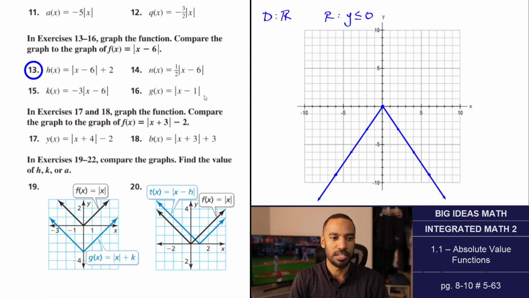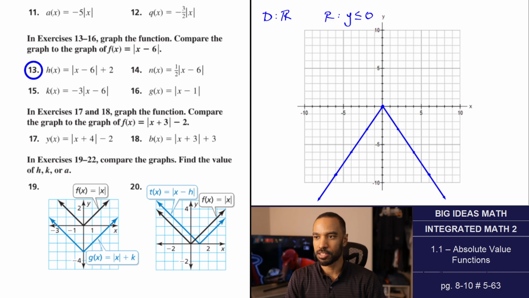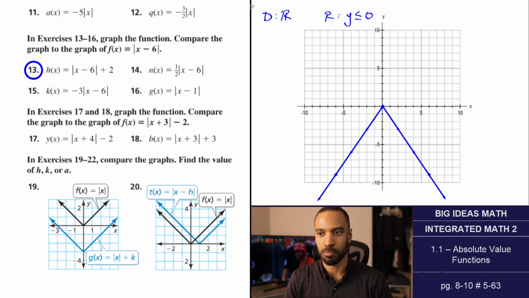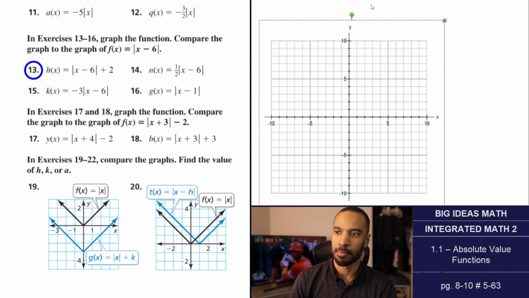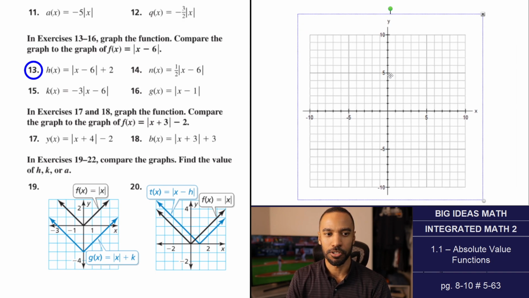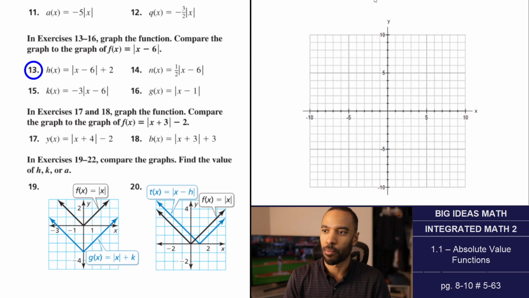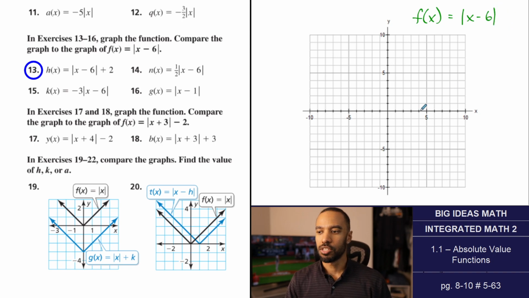In exercises 13 to 16, graph the function. Compare the graph to the graph of f of x equals absolute value of x minus 6. So what I'll do this time is I'm going to graph that first f of x graph. I'm even going to write it down here, and I'm going to color code it differently. I'll call this f of x.